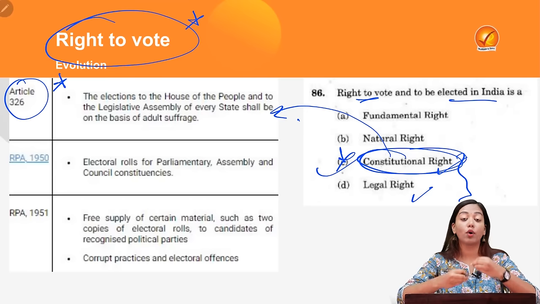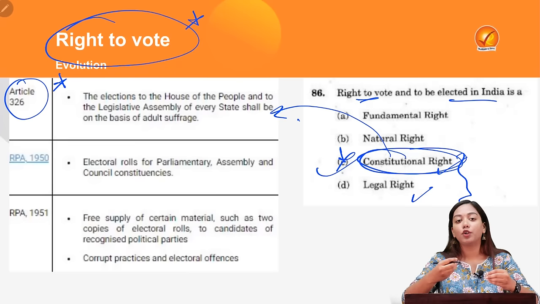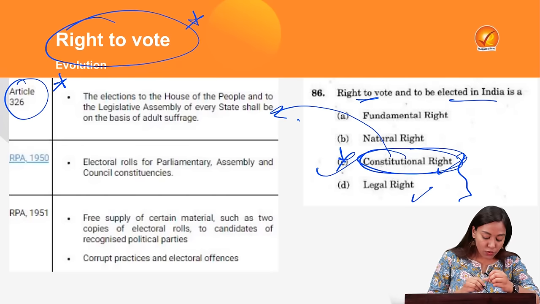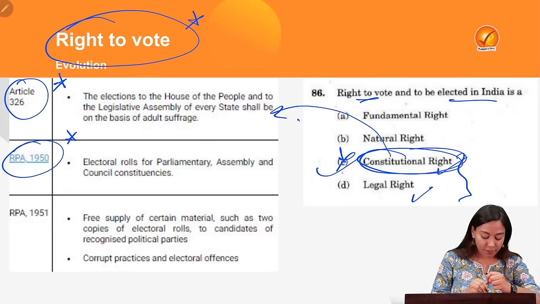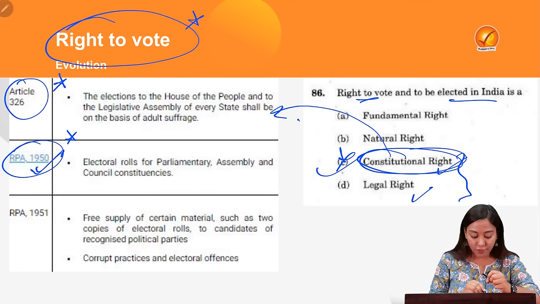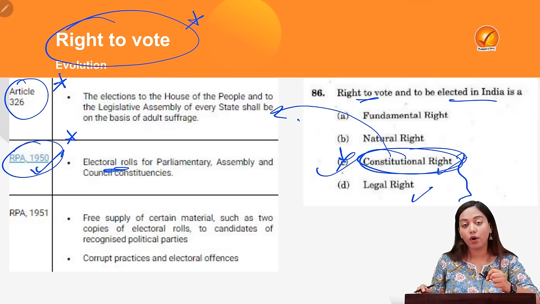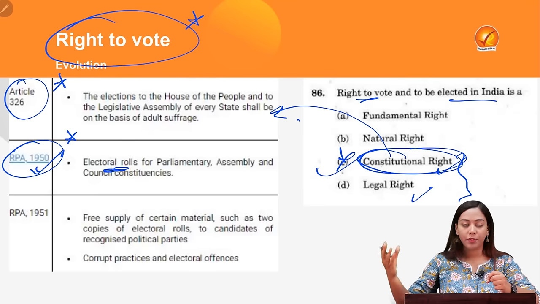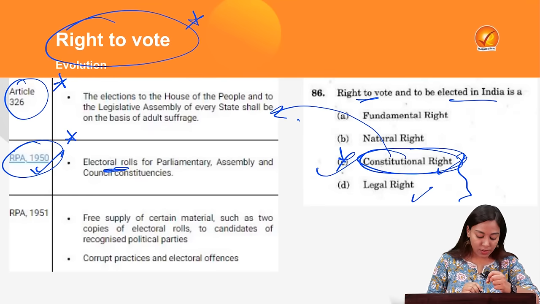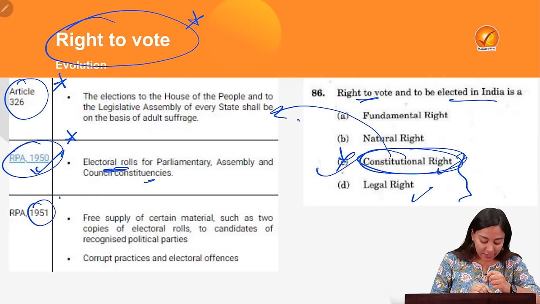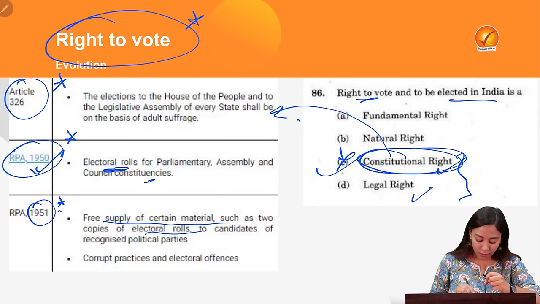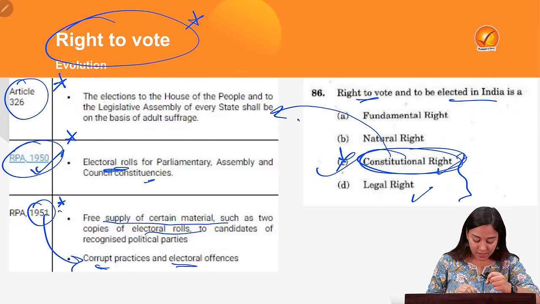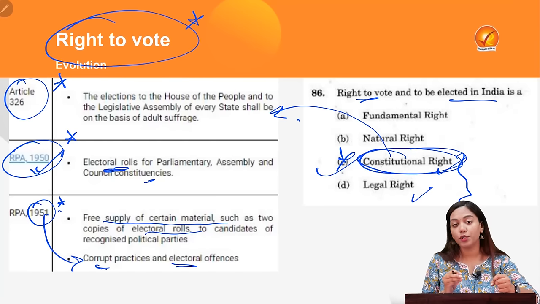So you and me have got the constitutional right to vote. It is also given by the Representation of the People Act, 1950, which asks for the preparation of electoral rolls for different levels of election at the parliamentary level, assembly level and council constituency level. Then in 1951, they also called for giving a free supply of certain materials to the electoral rolls, and also made provisions against corrupt practices and electoral offenses in order to ensure free and fair elections in India.